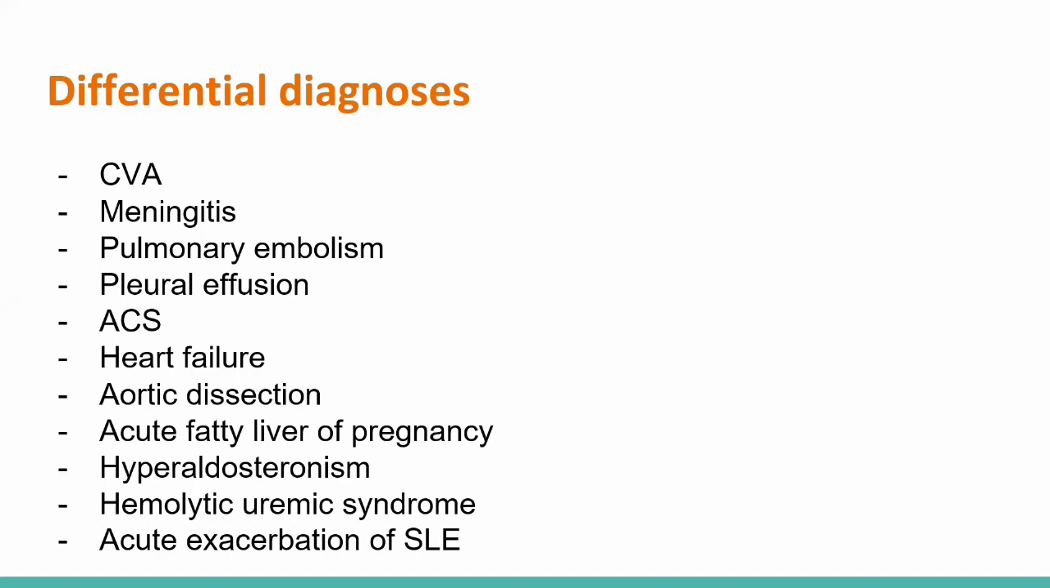Important to note that with our differential diagnosis, we need to be aware of these and not just hone in on pregnancy; seizures are most likely preeclampsia or eclampsia. So we need to look at their risk for CVAs, meningitis, having a pulmonary embolism, pleural effusions, coronary syndromes, heart failure, also aortic dissection. There are also other liver pathologies of pregnancy, such as acute fatty liver of pregnancy. They can also have hyperaldosteronism, hemolytic uremic syndrome, or even just an acute exacerbation of lupus.